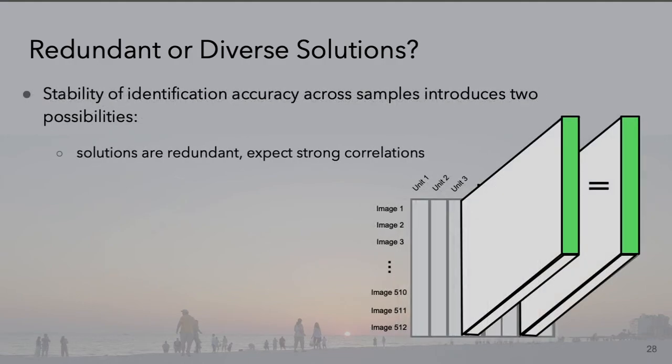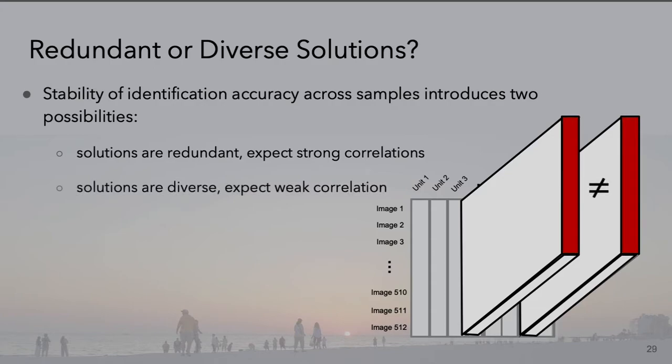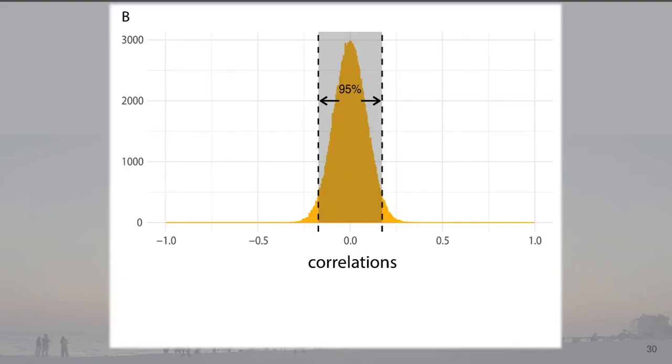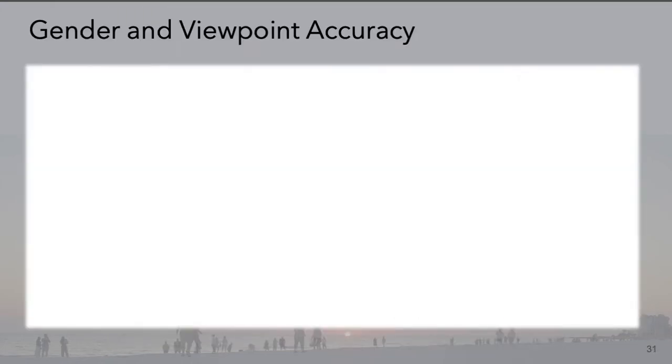First, perhaps each unit carries the same redundant information as any other. Then we would expect the response vectors from any given 2 units to be strongly correlated. Alternatively, if the identity cues in each unit are diverse, there should be only a weak correlation between individual units. What we see is this. This is a histogram of the correlations between all possible pairs of units. Overall, 95% of the correlations fall below an absolute value of 0.17. This indicates that individual units possess unique, diverse cues to identity, not redundant cues coded repeatedly. So accurate identification is possible with very few randomly selected units.